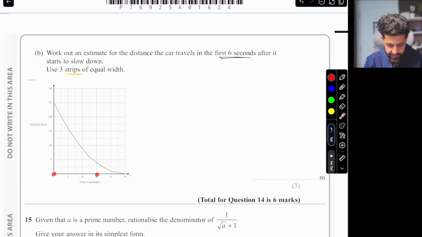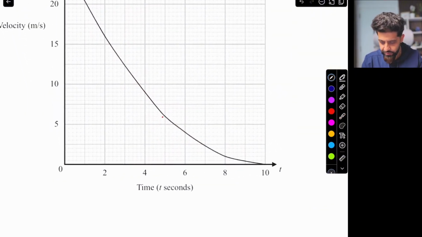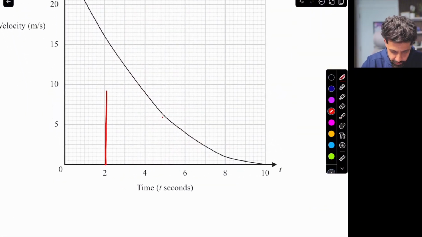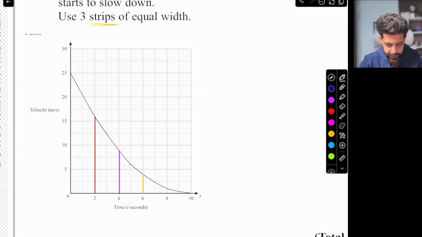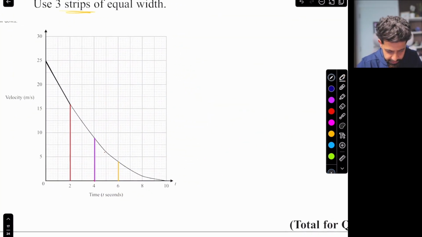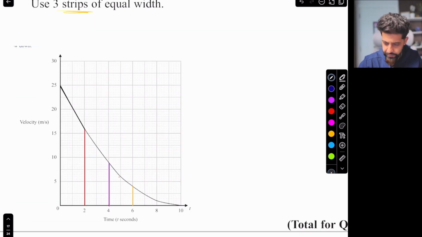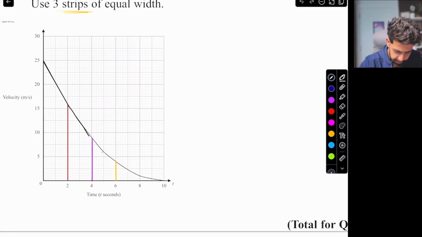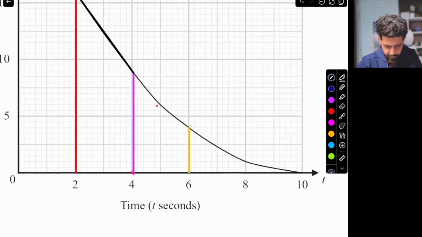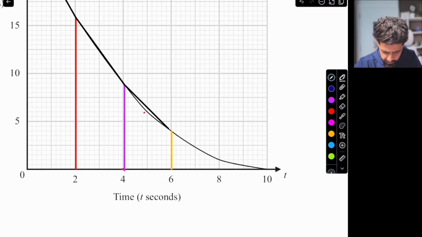So between there and there, break it up into 3 strips, okay? 3 strips of a shape. So 2 is 1 there. This 4. And then, of course, our 6. Now, look at the shapes it's created. Yeah, that's a trapezium. That's also a trapezium. And that's also a trapezium.